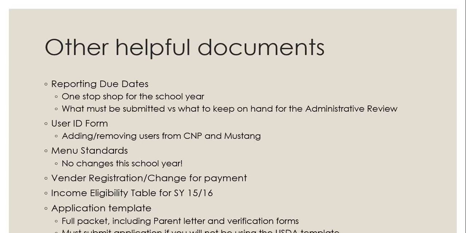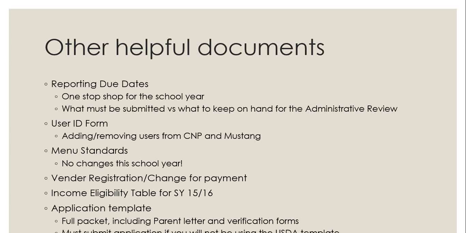We've also posted our income eligibility table for the coming school year. That's the table that tells you household size and income and whether or not they qualify for free or reduced meals. We've also posted the application template, and a Word document with the whole kit and caboodle, everything all together. It's got the parent letter, sample verification forms, everything in one Word document.